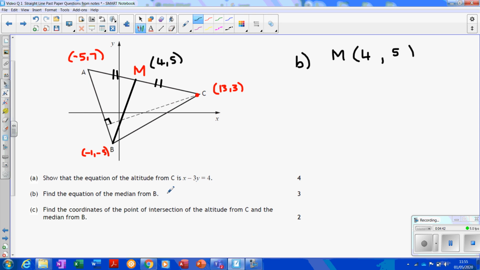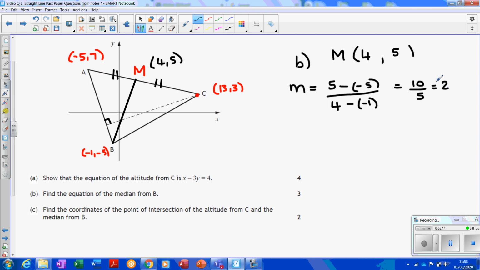Right, so we want the equation of that median. I now know 2 points on it, so I can work out the gradient using y2 minus y1 divided by x2 minus x1. So I'm going to take that as point 2. So it's going to be y2 minus y1 divided by x2 minus x1. That gives me 10 divided by 5, which is 2. So the gradient is equal to 2.